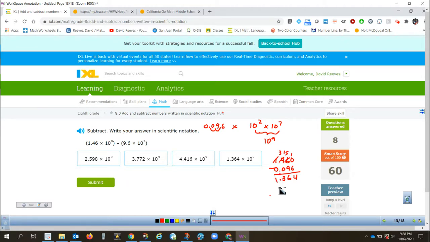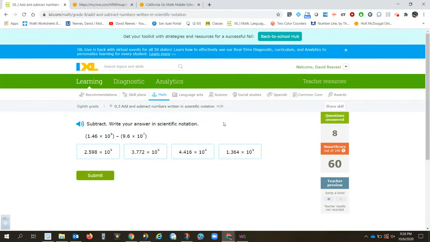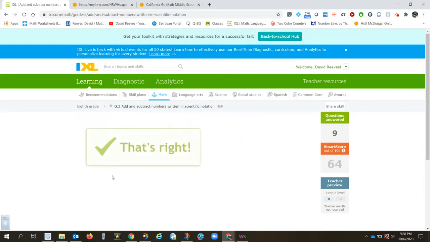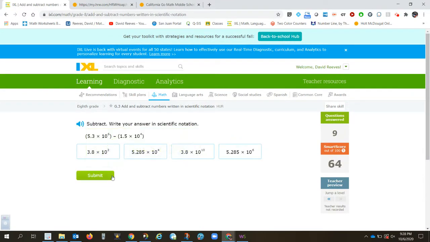Sorry, I'm getting a little tired, guys. 1.364 times 10 to the ninth power, right? Because we made it 10 to the ninth power. Look at that. There was only 1. That's how I knew I made my mistake. I looked up and saw it was 1.364. All righty. Okay. All right. One last one.